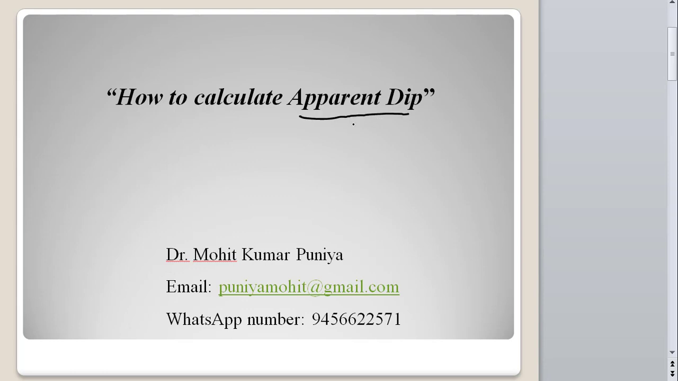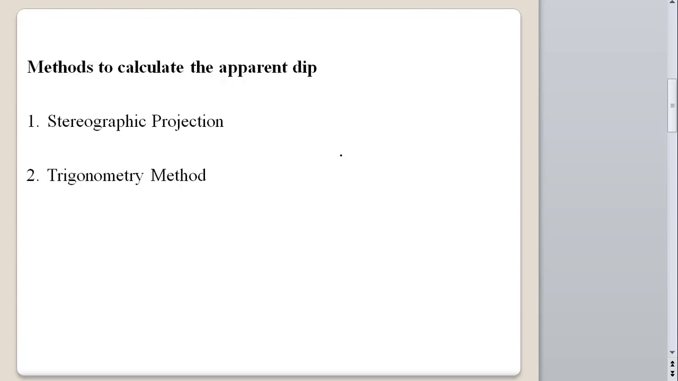True dip is always measured along the maximum slope direction, and we measure the true dip in the field. These things we have to remember about the true dip and the apparent dip. Okay, so let's move ahead. Basically we have two methods to calculate the apparent dip. One is stereographic projection and another one is the trigonometry method.